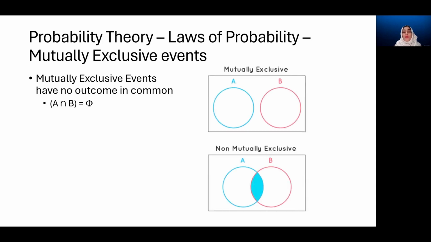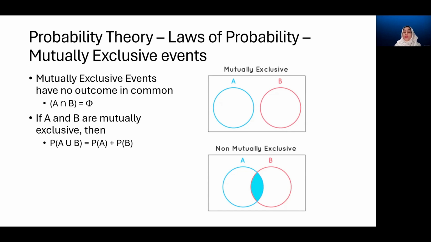This can be explained with the help of a Venn diagram. We can see mutually exclusive events which have nothing in common, and the diagram below shows non-mutually exclusive events, the events in which there is an overlapping area. So in this case, the intersection of those two events is not a null set, and the probability of the intersection is not 0.